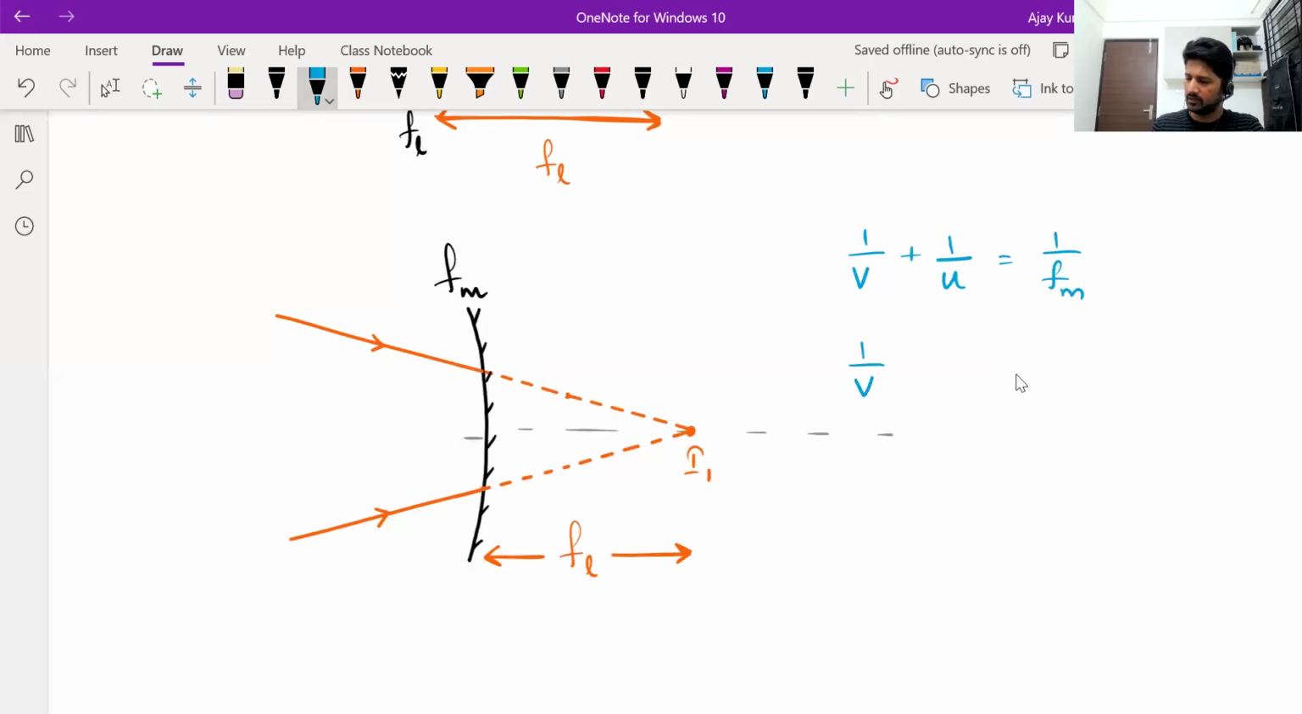So 1 by V plus where is the object for the mirror? Rays are traveling to the right side. So for the mirror, anything on the right is positive and anything on the left is negative. You get 1 by V plus 1 by object distance, FL itself, is equal to 1 by FM. Therefore, you get 1 by V is equal to 1 by FM minus 1 by FL. Okay, from that you can tell where the mirror forms the image.